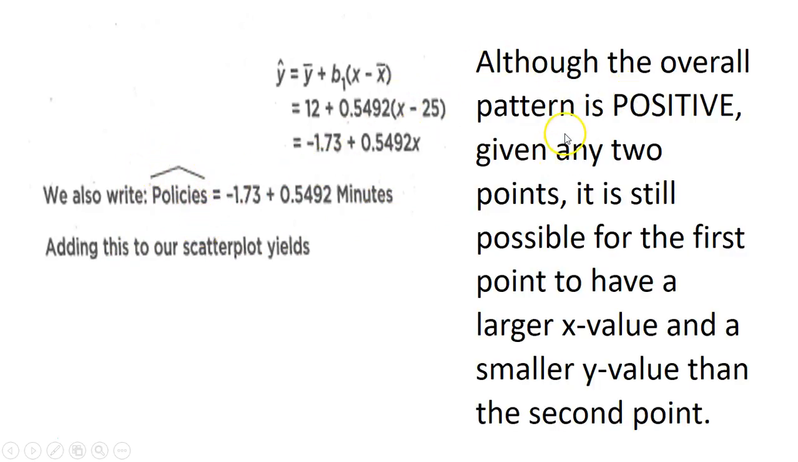So although the overall pattern is positive, given any 2 points, it's still possible for the first point to have a larger X value and a smaller Y value than the second point. That's still possible, meaning that it looks like a majority of them are positive. 78% of them are still positive, but there's still a possibility that that might not be the case. Okay?